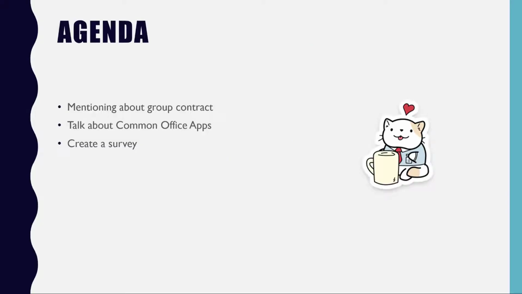Anyways, what we're going to do today is I'm going to mention something about the group contract. I'm going to talk about common Office apps, and then we'll talk about creating a survey and what that's for. As far as the group contract, that's something that we're going to work on Wednesday. I'm mentioning it just to say we'll talk about it later. But really, I'm going to give you some time to work on it. On Wednesday, it's the next part of the group, so we're going to establish roles and that sort of thing. Something to look forward to on Wednesday.